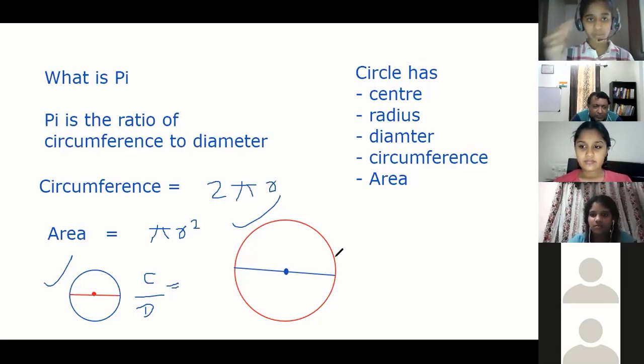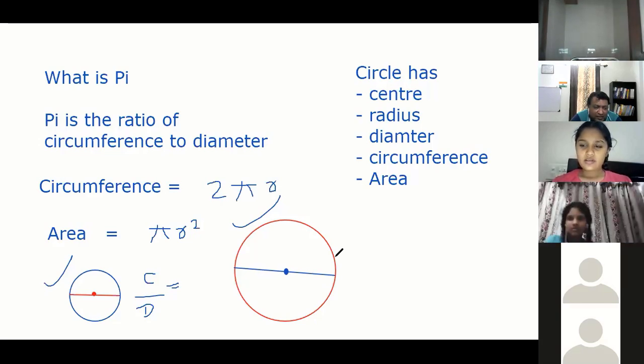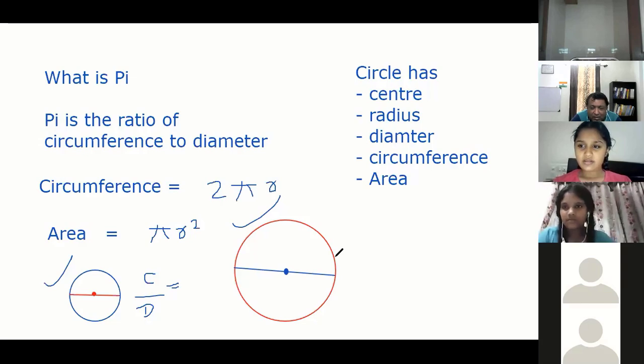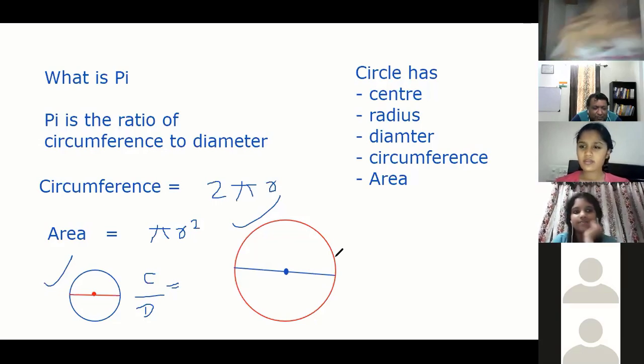Sir, can I just bring my thread? Yes, please. So I want everybody to understand the circumference. Circumference and area and diameter and radius. This will be useful for you in every class. Okay, Sanvi, tell me what you want to say now.